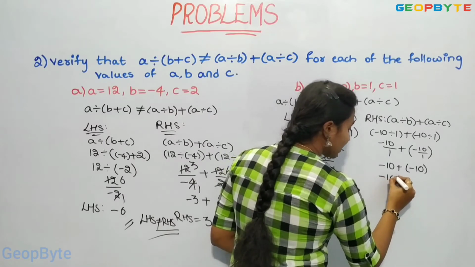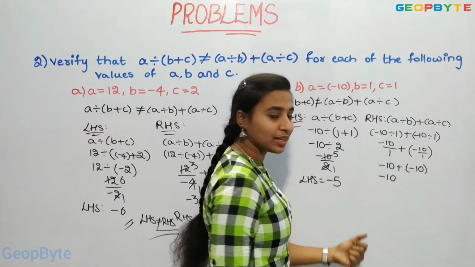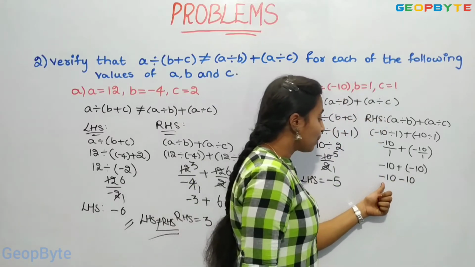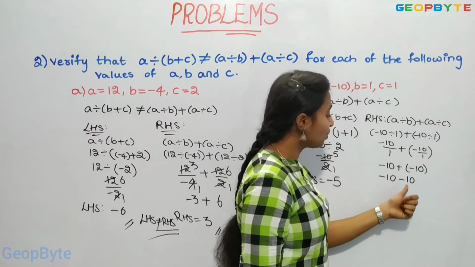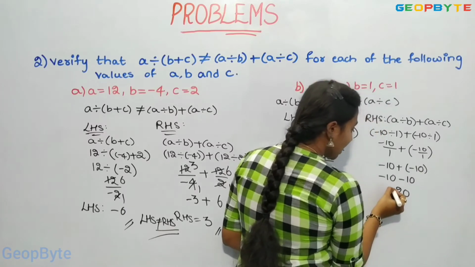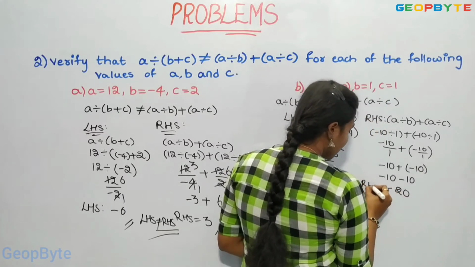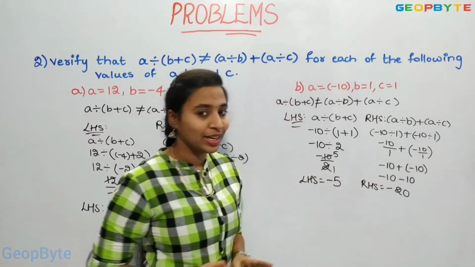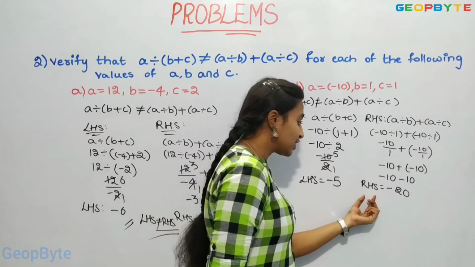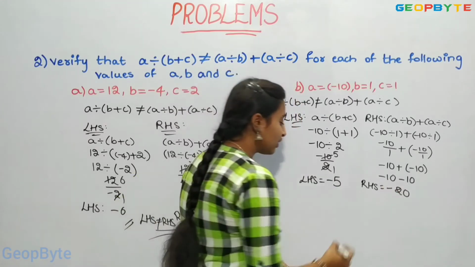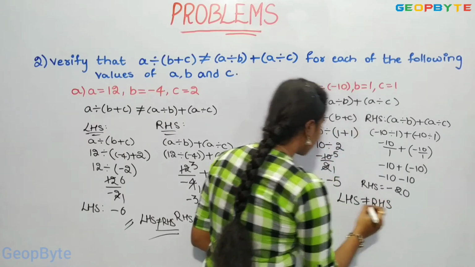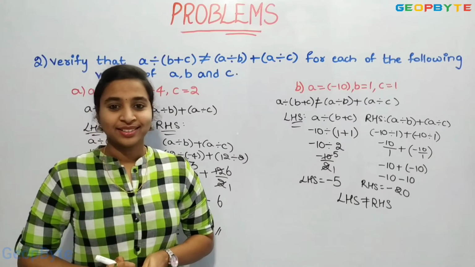Now write minus 10 as it is. Plus into minus, minus 10. Now we got minus 10 minus 10. Minus into minus is plus, so 10 plus 10 is 20. The sign remains minus. That is, we got RHS as minus 20. If you see, we got LHS as minus 5 and RHS as minus 20. We verified that LHS is not equal to RHS in both conditions.